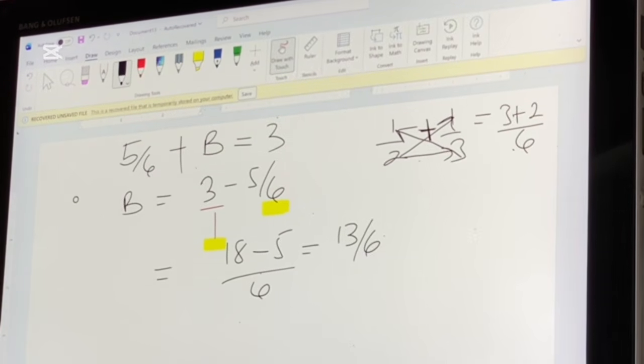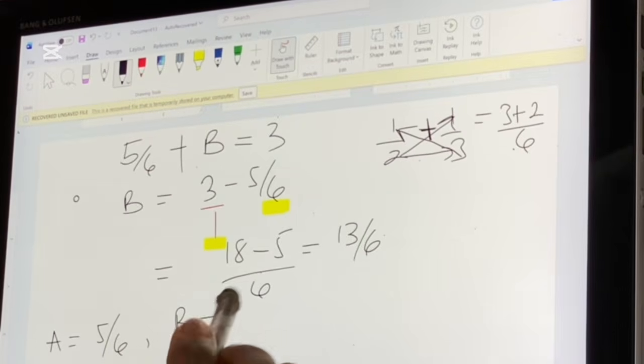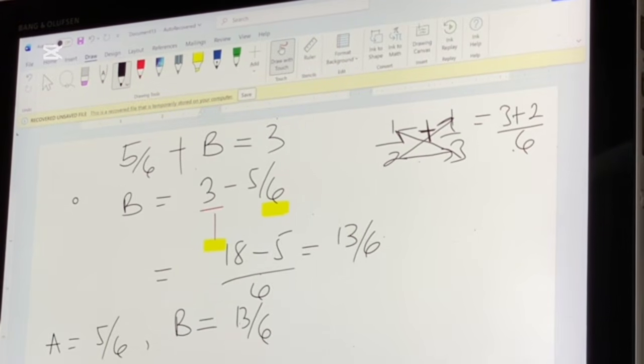But remember, we are asked to resolve the partial fraction. We are not asked to find A and B. If you are asked to find A and B, that means our A is equal to 5 over 6, our B is equal to 13 over 6. But since we are asked to resolve the partial fraction, it means that we have to replace A and B into the fraction. Please take note.